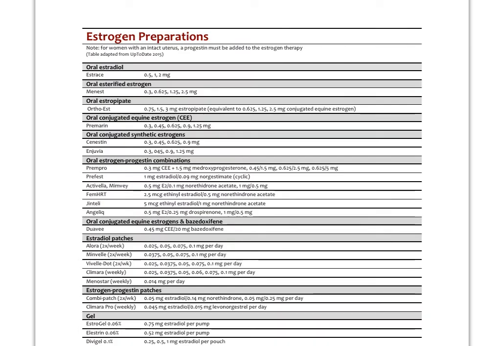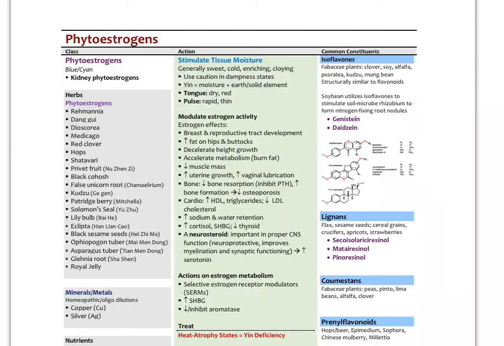I just put this chart here. This was taken from UpToDate. It's probably a little different. This was from 2015. It might be a little more updated since then. But it just gives you an example of all the different estrogen and progestin products out there on the market. So it's a very complex market. But again, the forms that I indicated previously are the ones that are most commonly used.